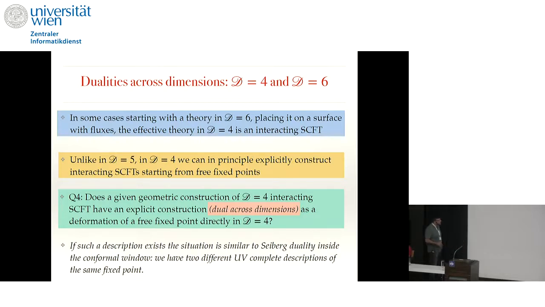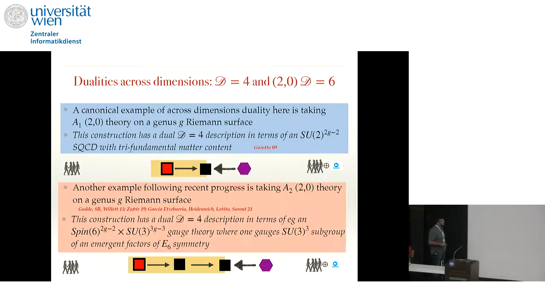If such a description exists, this situation is similar to Seiberg duality inside the conformal window, where we have 2 UV complete constructions of the same SCFT in the infrared. The UV complete constructions start from different dimensionality, but the basic idea is very similar. So let me give you some examples and make some comments.